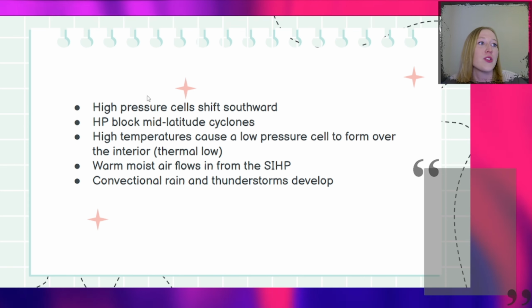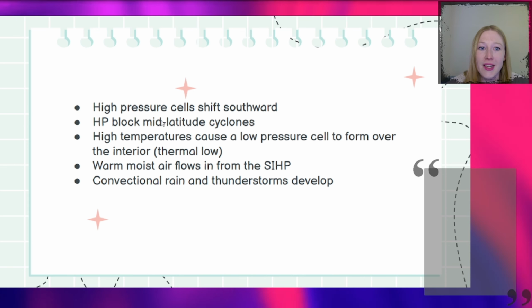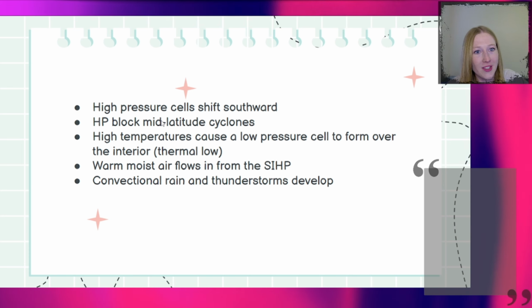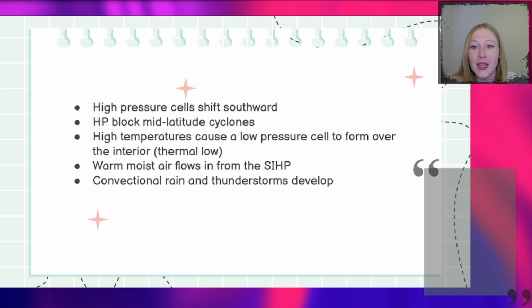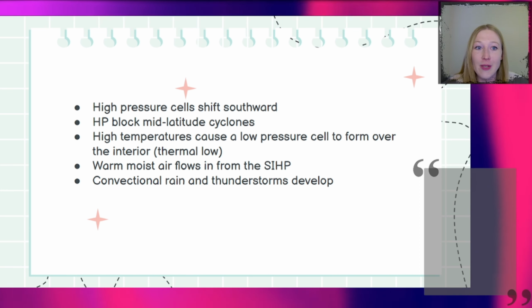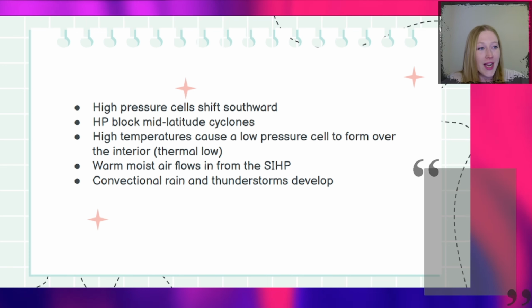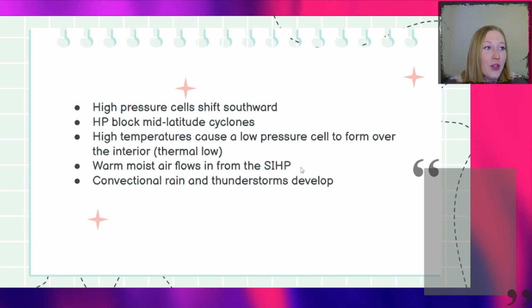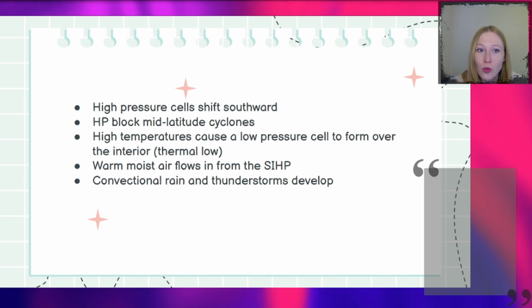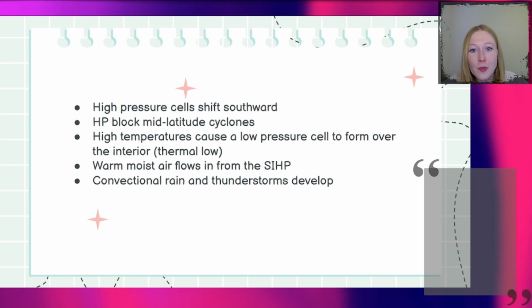And with that, we tend to also see blocking of the mid-latitude cyclones, so the Western Cape doesn't get as many cold fronts anymore. Okay, with the high temperatures of summer, we see hot air rising and low pressure forming. This low pressure actually has a name. It's called a thermal low. So basically, as the hot air rises and we have that low pressure, that whole system is condensed into a thermal low. Then the warm, moist air blows from the South Indian high pressure towards that interior low pressure, and that is why we have the thunderstorms.